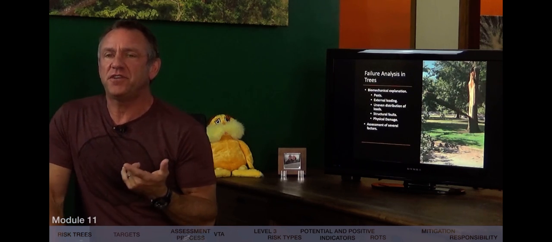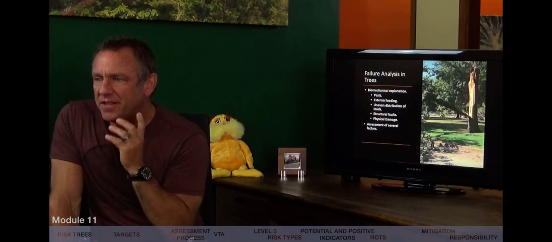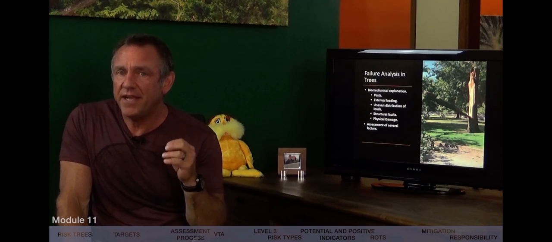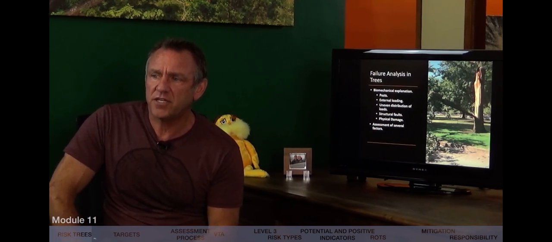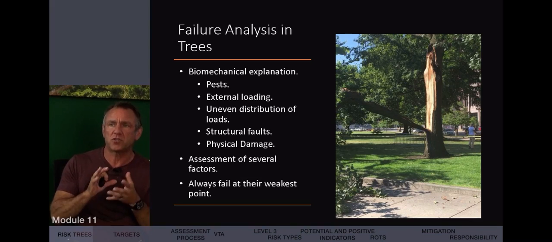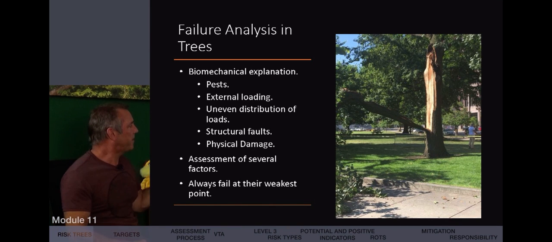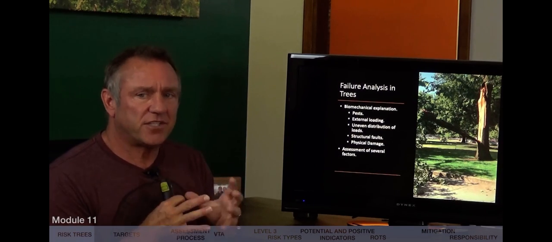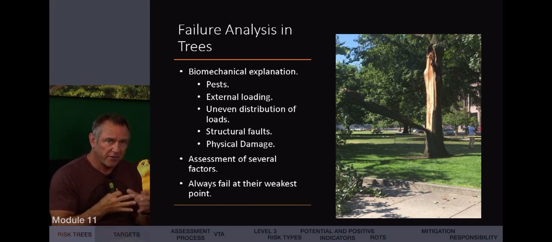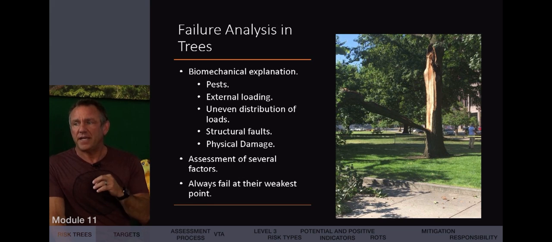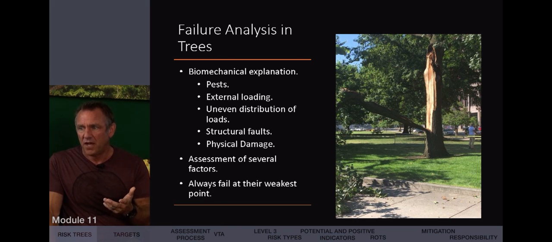The failure analysis of trees is the challenging part, but there is a biomechanical explanation for virtually every tree failure. It's really just the natural price for a tree trying to achieve this energy-saving, lightweight structure that the trees work so hard to maintain. And they're typically caused by external factors. Usually it's a combination of several factors that cause the tree to fail. Trees just don't fail at random.